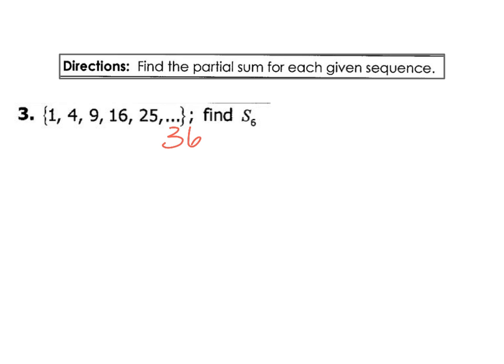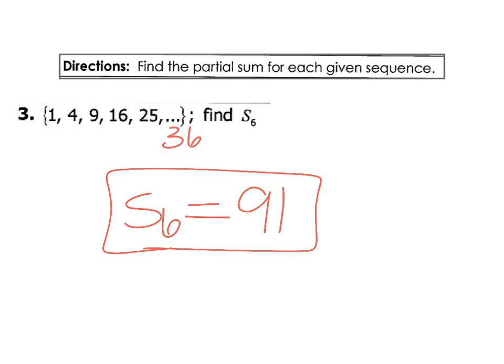Now we add them all together. 1 plus 4 plus 9 plus 16 plus 25. So the sum of the first 6 terms, plug it in our calculator, we get 91. And that's our final answer.